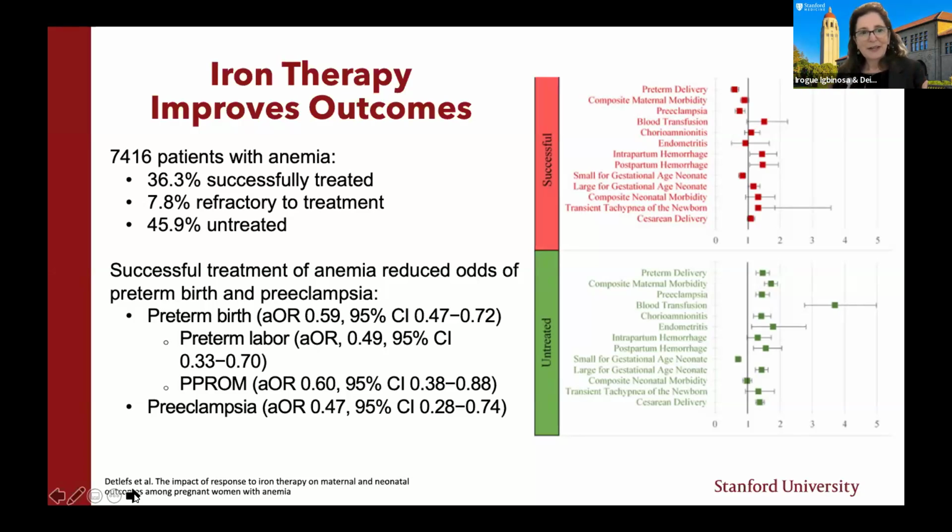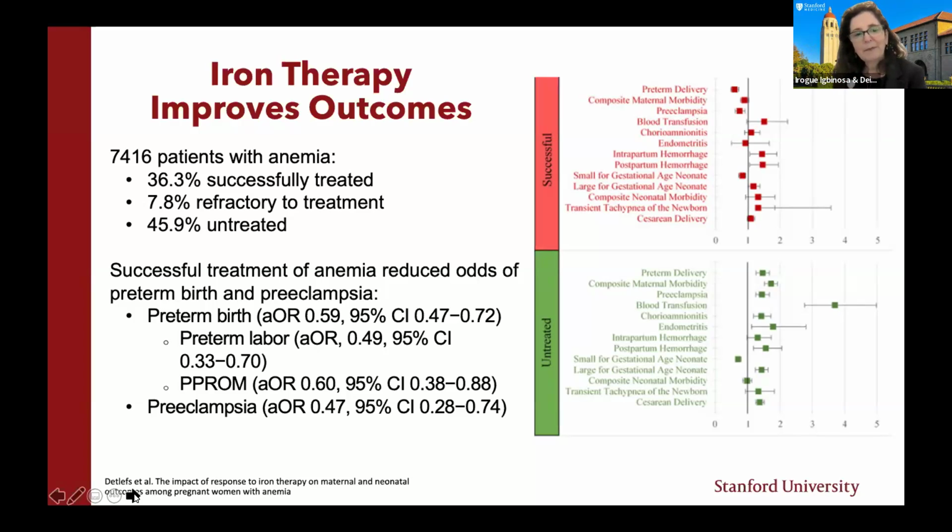What's a little scary here is that almost 50% were untreated. So they got nothing. They had documented iron deficiency anemia, and they got nothing. They were not treated. Maybe people talked about heartburn and other issues of pregnancy, but this important medical issue was ignored.